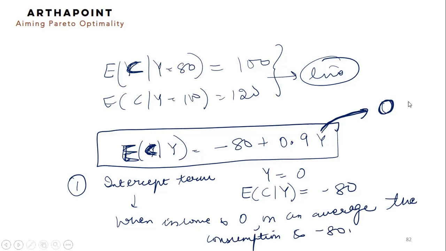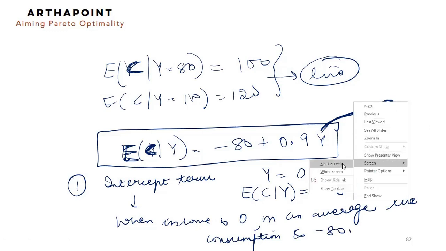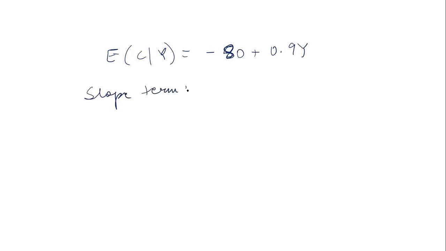Now, supposedly, I have to interpret the slope term. So I'm saying E of C given Y is equal to minus 80 plus 0.9Y. The interpretation of the slope term. So how do we interpret that? See, the slope term, because it is always perpendicular by base, tells you how the y variable changes when the x variable changes. So it tells you how the average consumption changes when the income changes.